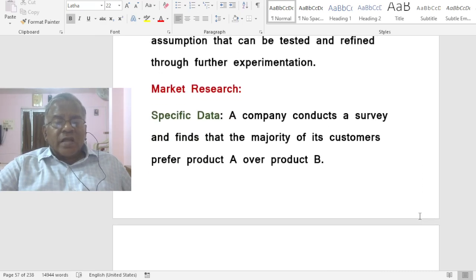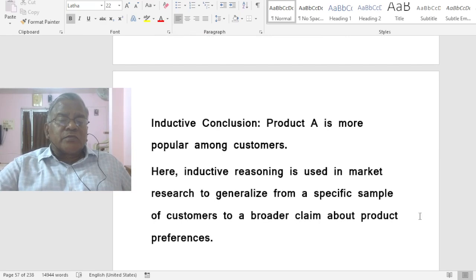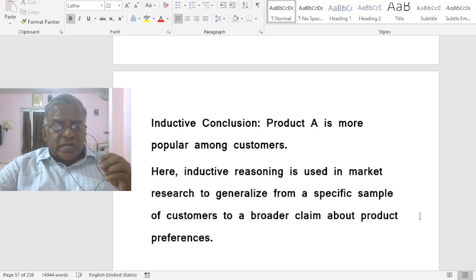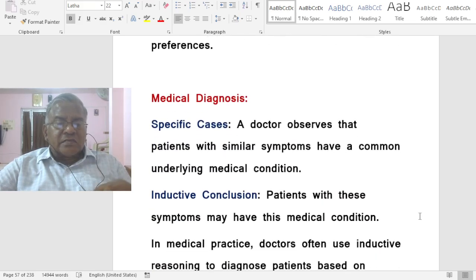In market research also we do that. Specific data: a company conducts a survey and finds that the majority of its customers prefer product A over product B. What is the inductive conclusion? Product A is more popular among customers. Inductive reasoning is used in market research to generalize from a specific sample of customers to a broader claim about product preferences.